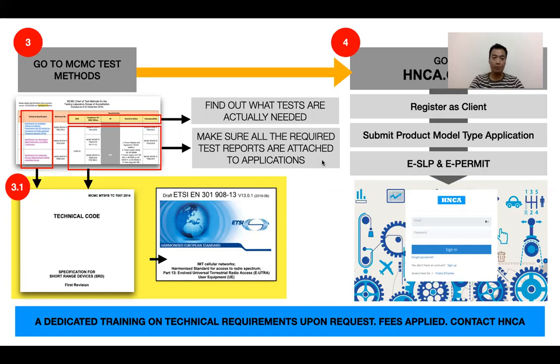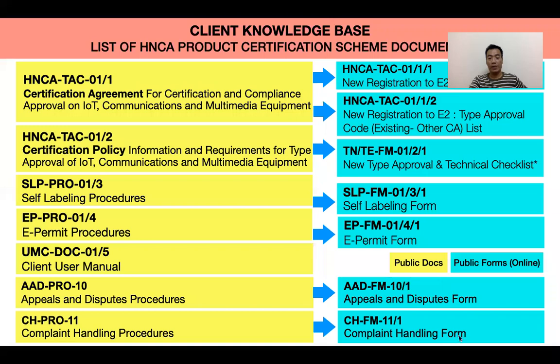the applications. Here again, under IMT cellular networks, you probably need EN301908-13. Then go to HNCA online, register as a client, and submit the product model type application. If you do require certain information or training, please kindly contact us. That will be a separate session we always organize and schedule, and we will let you know the dates and timing so you can register your staff for it.